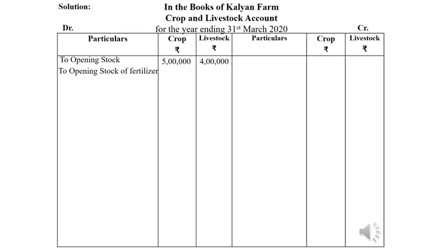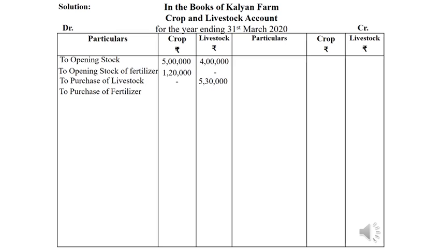Next, to opening stock of fertilizers. Fertilizers will find place under crop only, therefore 1,20,000, dash. Then to purchase of livestock. Livestock purchase will find place under livestock account only, therefore dash, 5,30,000. See the amount in the problem, you will get the information.